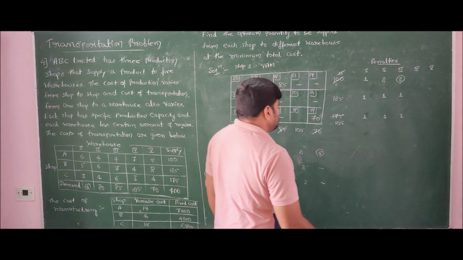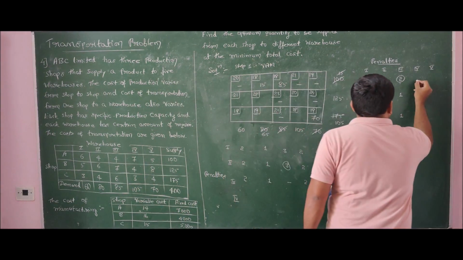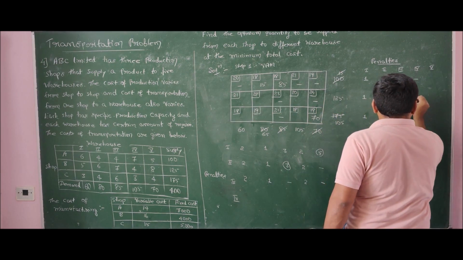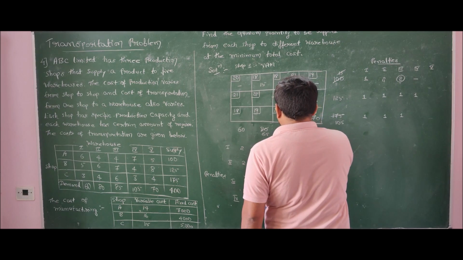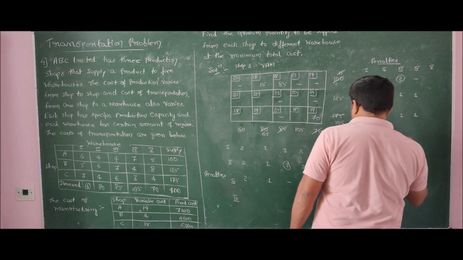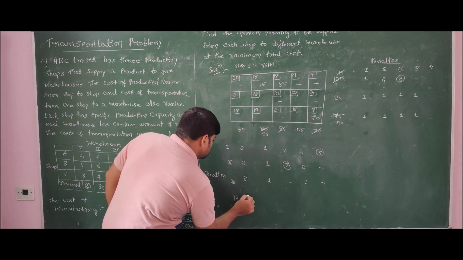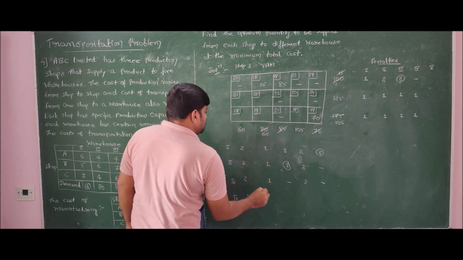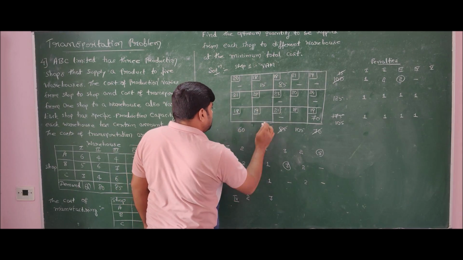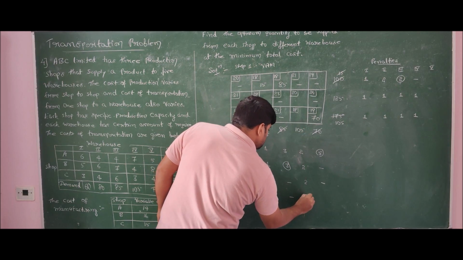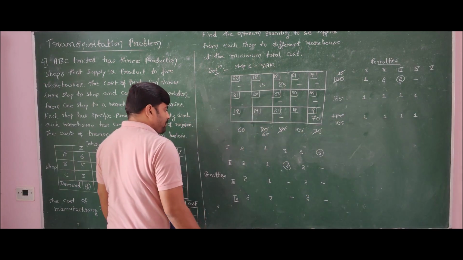Next, let me go for the next step. So this is done. Here the difference between 20 and 21 is 1. Next we have 18 and 19 as 1. Here we have 2. Here we have 19 and 22, which is 3. This is done. Here we have 18 and 20 as 2, and this is done.